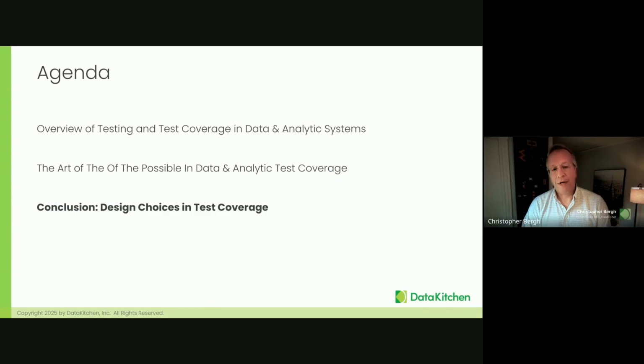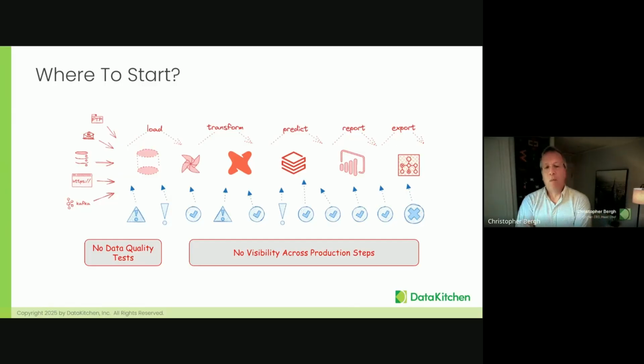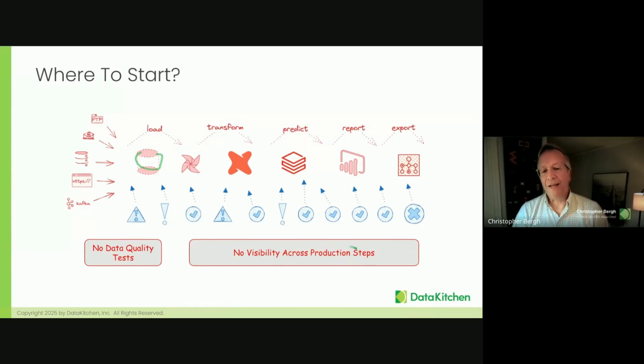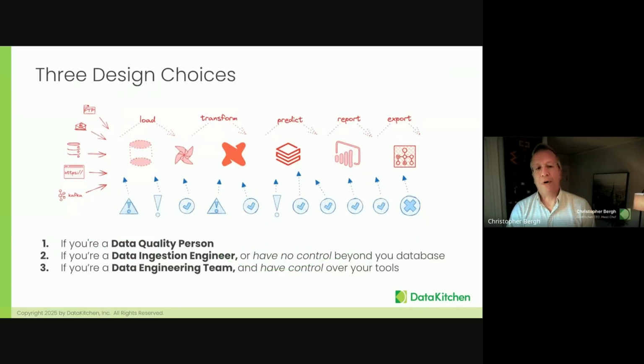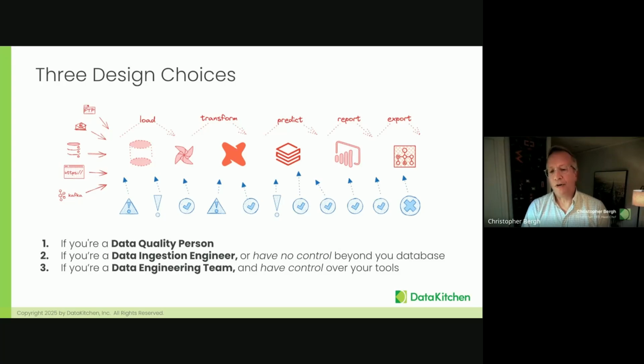So lastly, what are your design choices? We've talked about the art of the possible with our open source tools. So where do you start? Well, the first is, do you have any data quality checks in your data? Do you have any visibility across your production steps? And so I think there are three choices here, and they're based on who you are. If you're a data quality person, if you're a data ingestion engineer or have no control beyond your database, or if you're a data engineering team and you have some control beyond your database.